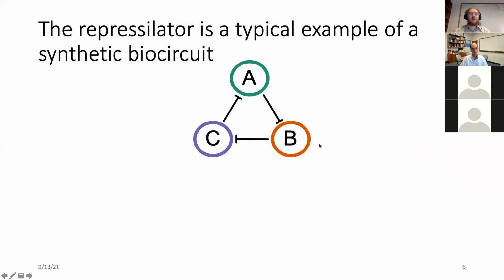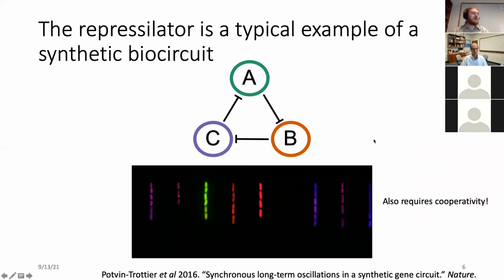It will cause it to not be expressed. You won't have much, which means C can be turned on. It will be high. But if there's a lot of C, that represses A, so A will go low, and now B can go high because it's not being repressed, and that forces C low. So what you end up seeing over time is an oscillation.